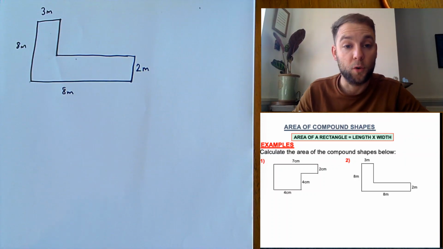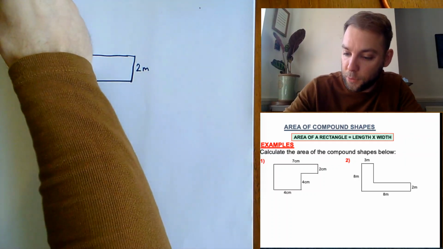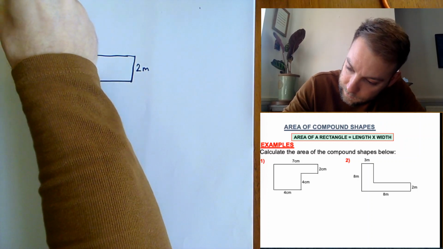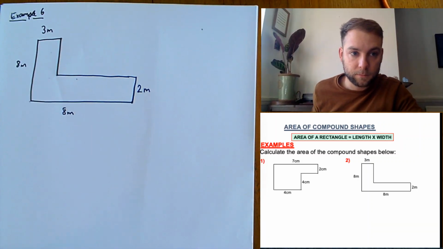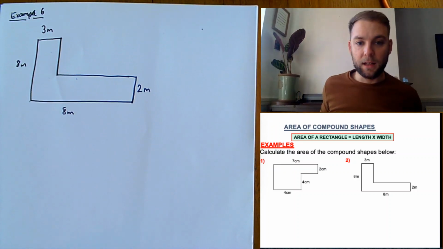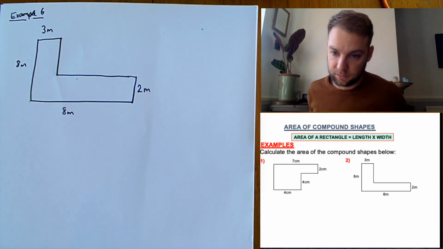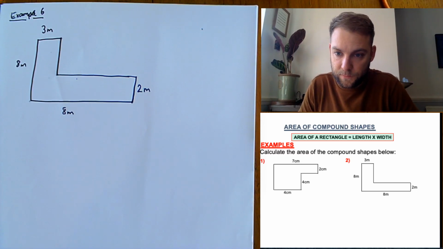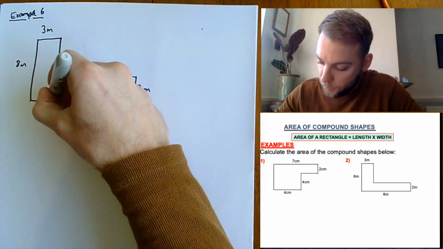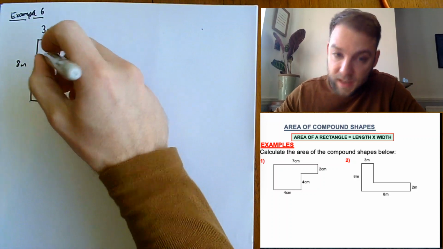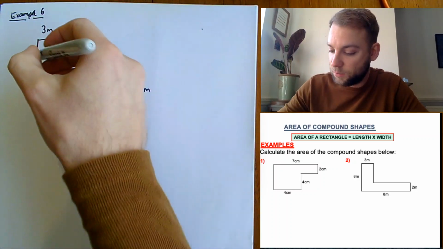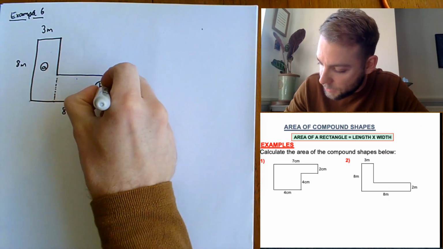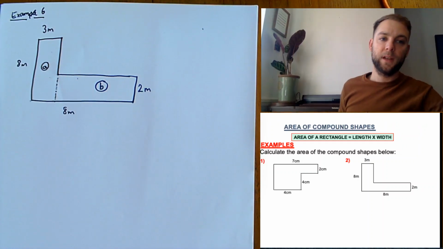So, here we've got our lengths. Remember to get this one down. This is example, I think it's 6 now. So again, we're going to split this up into 2 rectangles. But we have to be really careful with this. I'm going to split it up into this rectangle here, which I'm going to call A, and this rectangle here, which I'm going to call B.